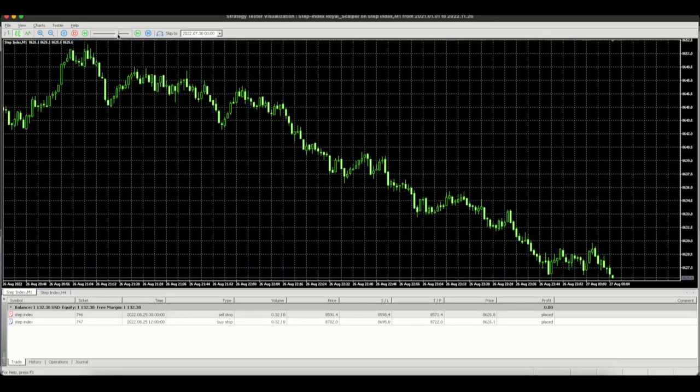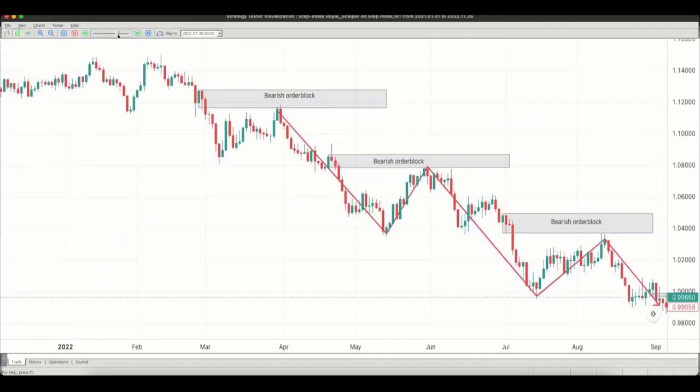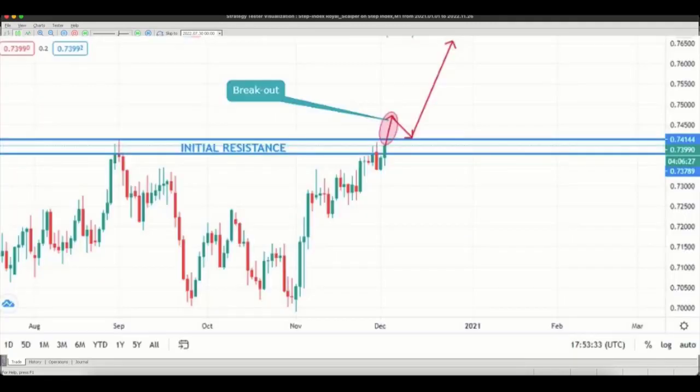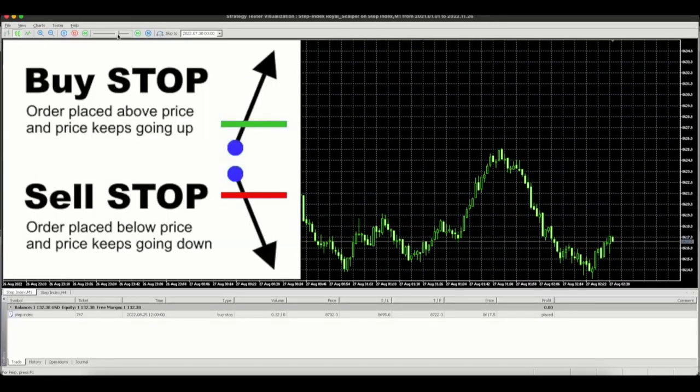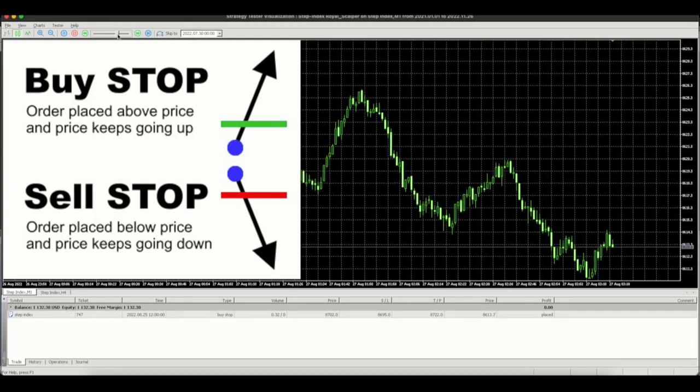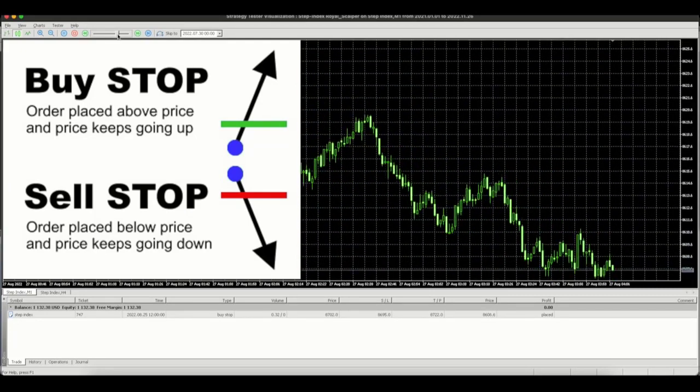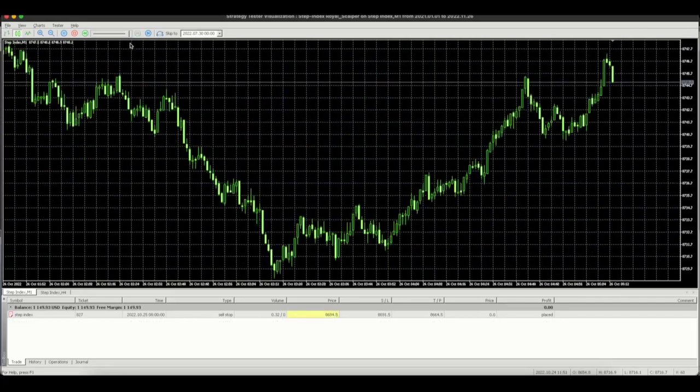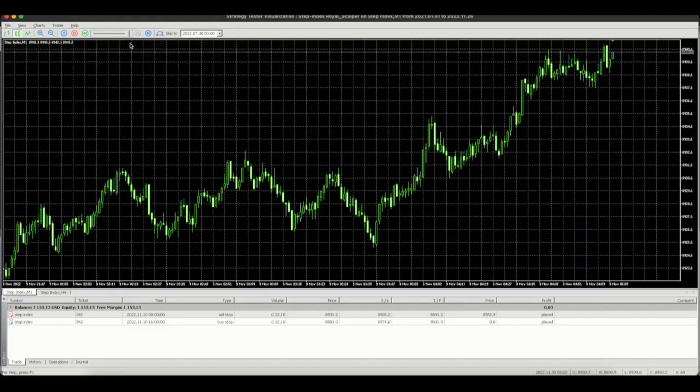The robot is able to identify bullish order blocks and bearish order blocks, and it knows when the price breaks the market structure. The robot places buy stop and sell stop pending orders and triggers them when price breaks above or below the order block level. That's how the strategy of the robot works. Very good for swing trading.